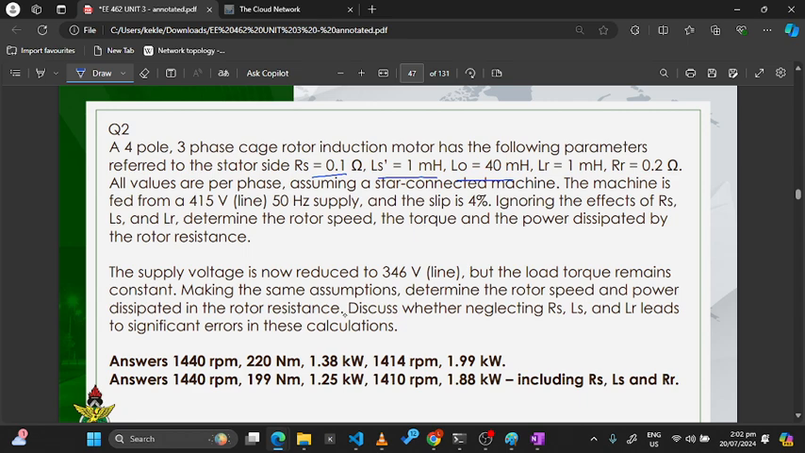And the slip is 4%. Ignoring the effect of RS, so this one is negligible. Determine the rotor speed, the torque, and the power dissipated in the rotor resistance. That's the P slip. Is that okay?